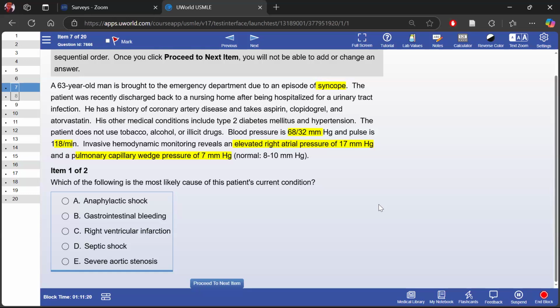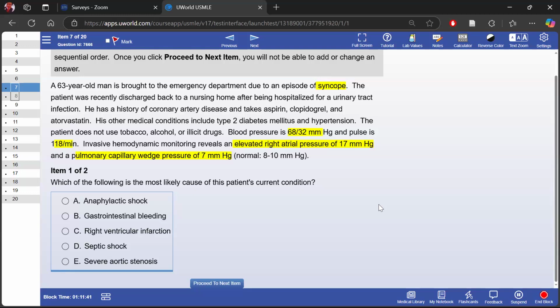If right atrial pressure is high, it could mean a lot of things, right? But one of the things is, first of all, the right heart is not working properly, right? There's right heart failure. If there's right heart failure, the right heart will be congested, right? And the pressure in the right heart will be elevated. So I have to start thinking in that direction.